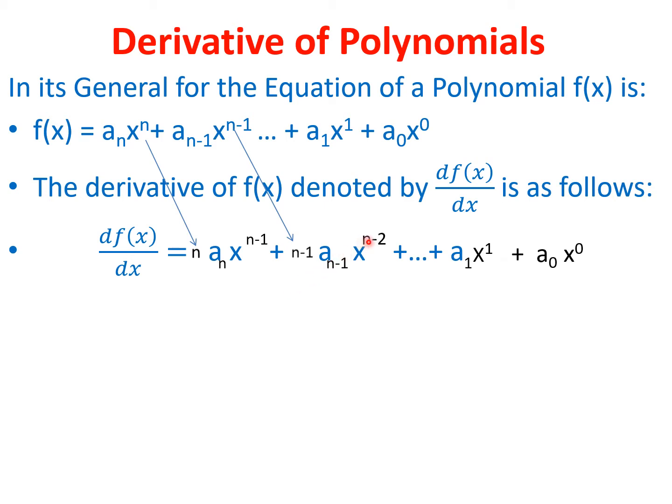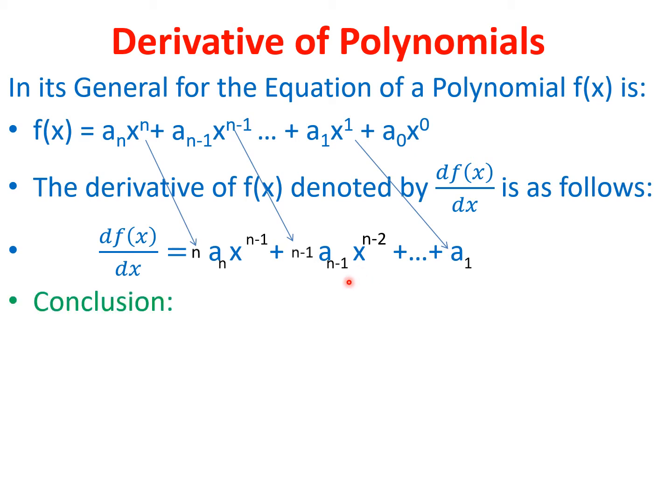Replaced by n minus 2. And of course, this term x to the power 1, if we did the derivative, the 1 will be coming and will be multiplied by a1, so it's not going to have any impact, and x to the power 0 becomes a 1. So we will be left with a1 only. And this term is constant, so the derivative of a constant is equal to 0. So this is what we'll end up having. So this is the derivative of the polynomial.